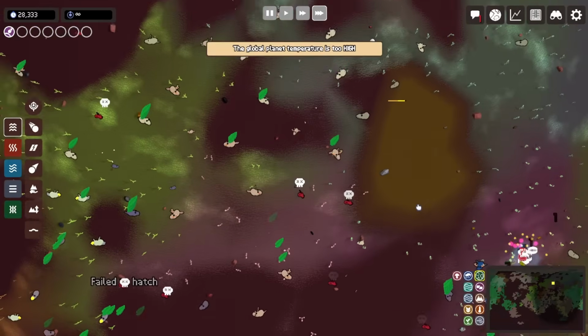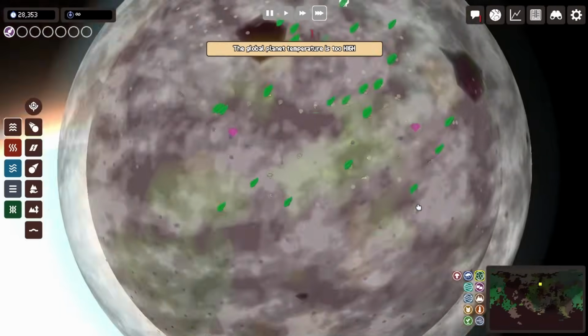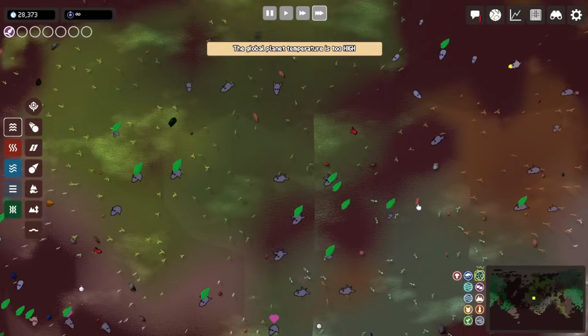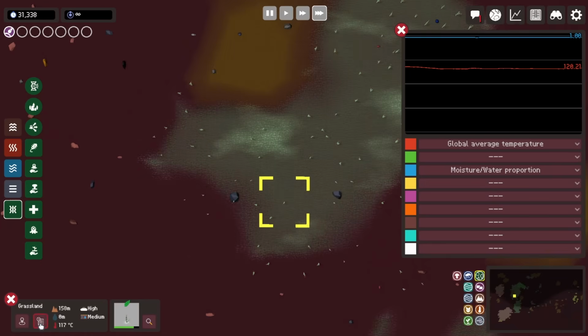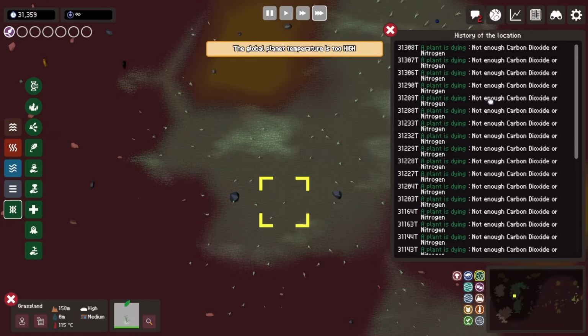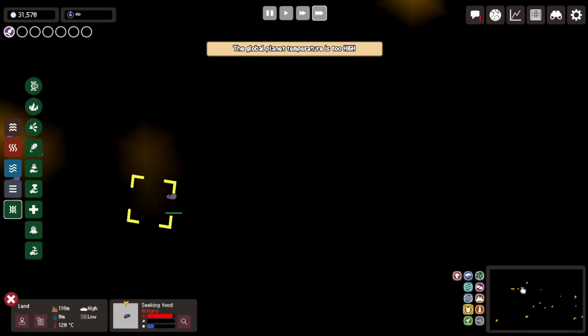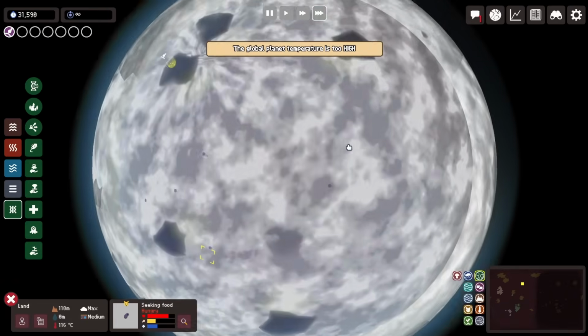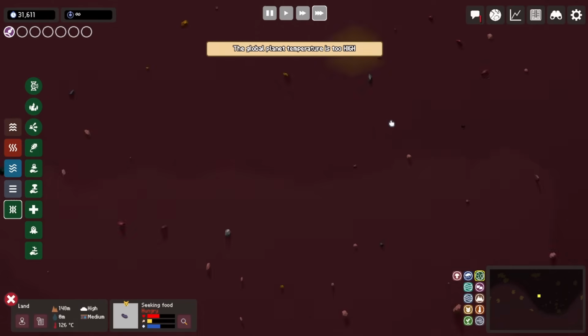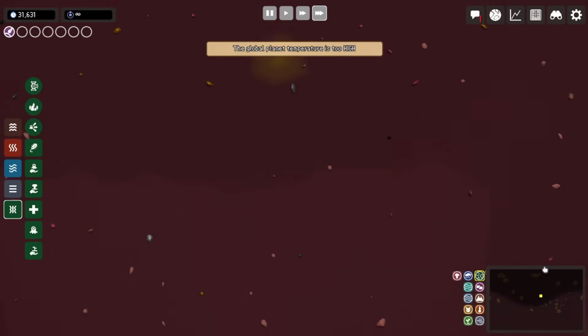Shortly after flattening the planet, I started to see that the vegetation was decreasing, and when I looked at the logs, it said not enough nitrogen or carbon dioxide. And I had a look at the creatures map and they were struggling to eat. And yeah, we experienced our first proper mass extinction.